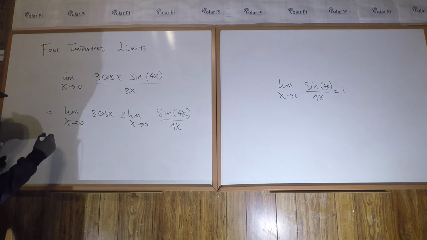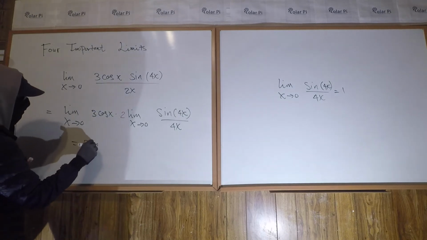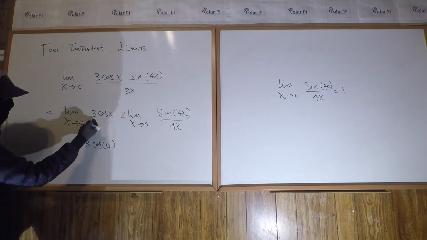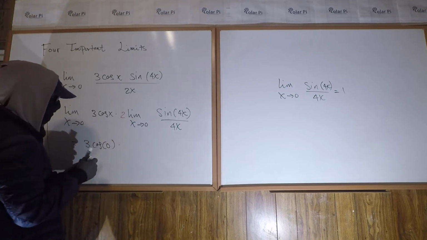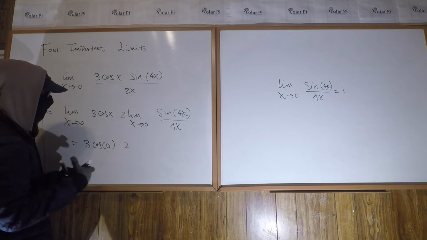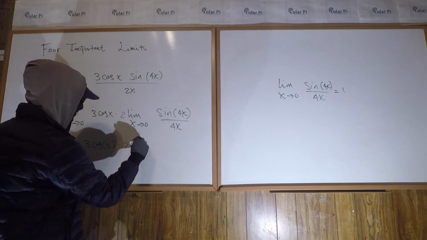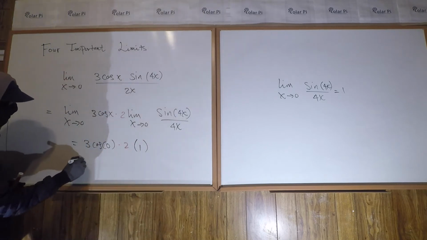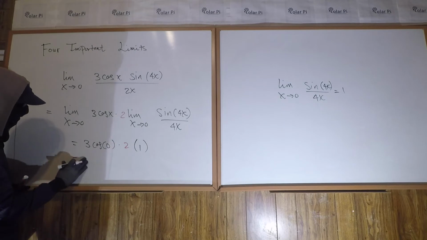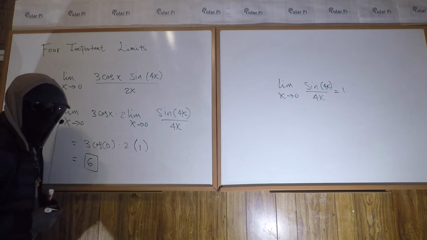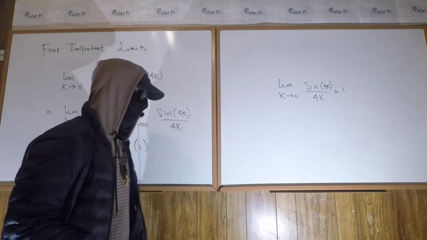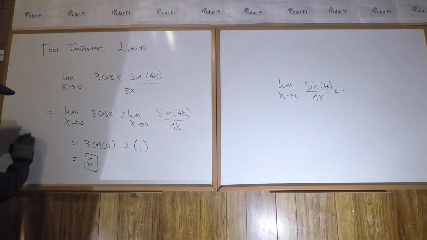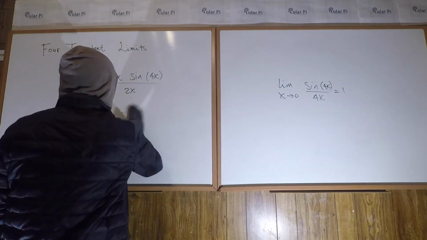And we've got that this is equal to 3 cosine of 0. We had no problem plugging in 0 in cosine. And then times 2 times 1. Now, cosine of 0 is 1. So we've got 3 times 2, or 6. Okay, the box around 6 is not really good, it looks weird, but let's keep it moving.